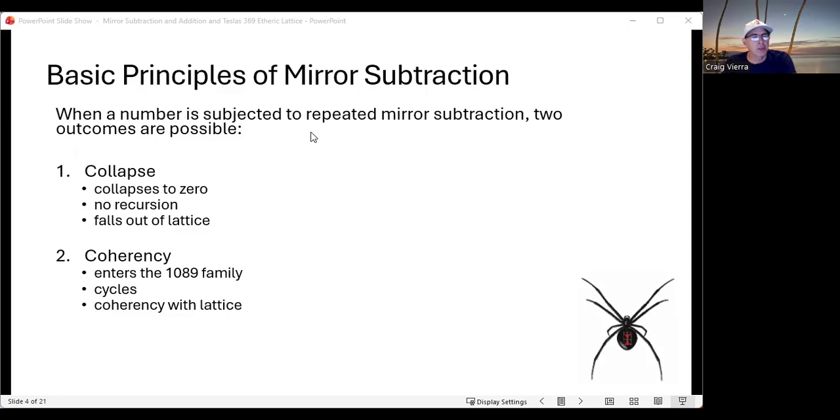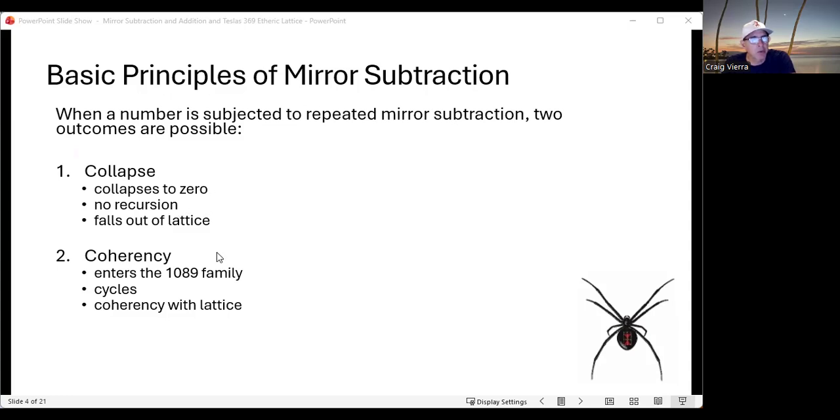When you do this, I've noticed two things happen. When you do the mirror subtraction and you iterate it, one thing that can happen is it can collapse. Basically, the numbers can collapse to zero, and you will not get any recursion. I would say at this point, this means there's no longer a cycle, and it will fall out of the lattice. Most of the numbers do this, so you'll see an example of this.